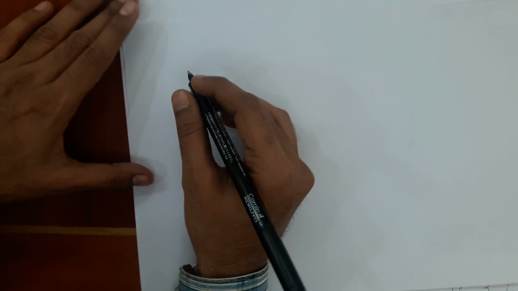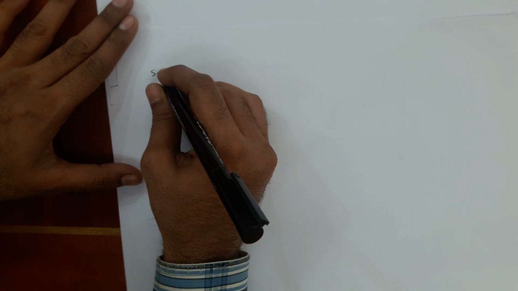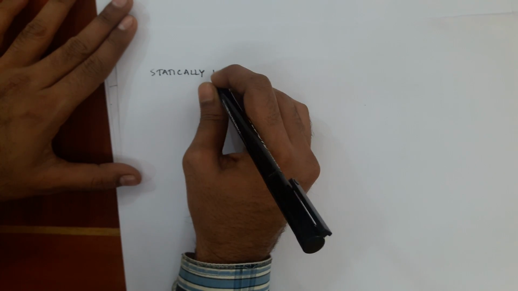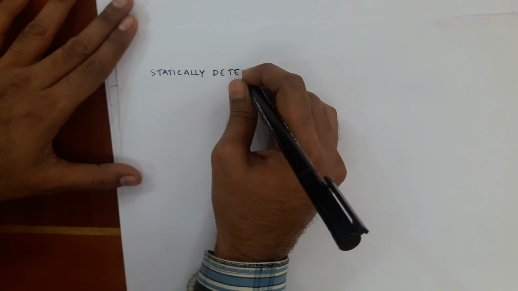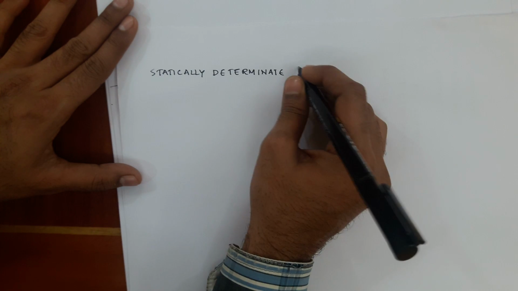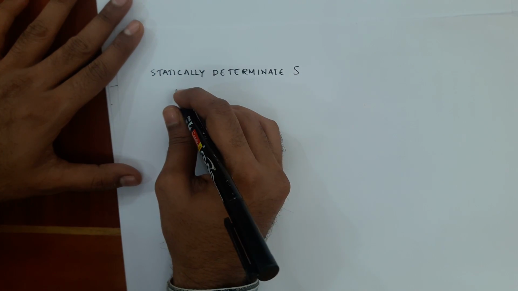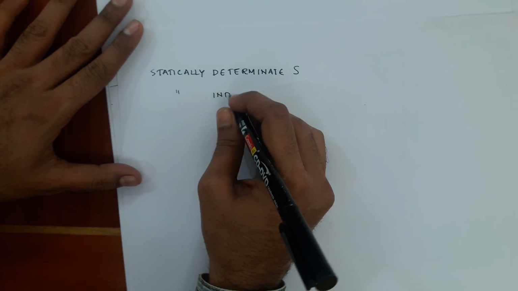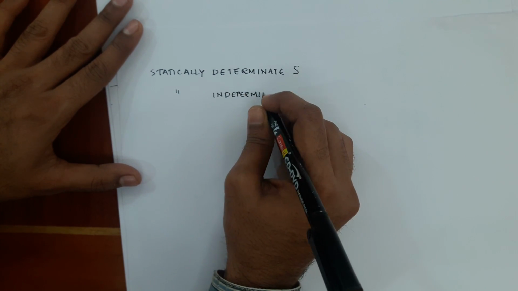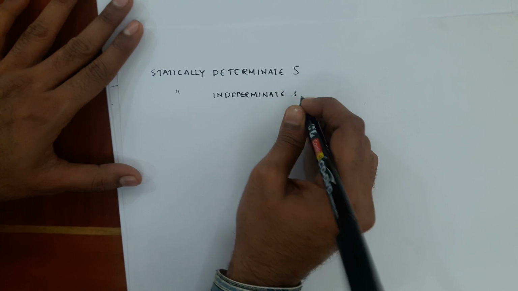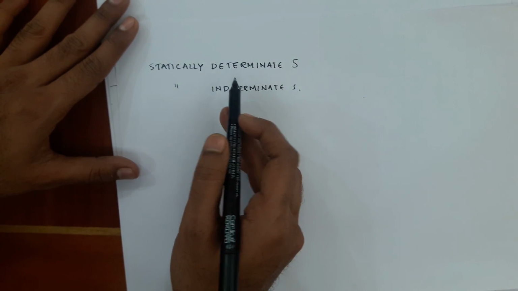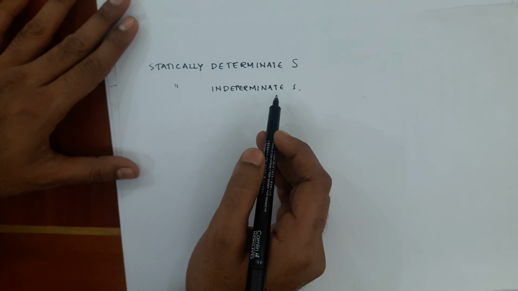So we have two types of structure: statically determinate structure and statically indeterminate structure. So we have to know what is the difference between determinate structure and indeterminate structure.